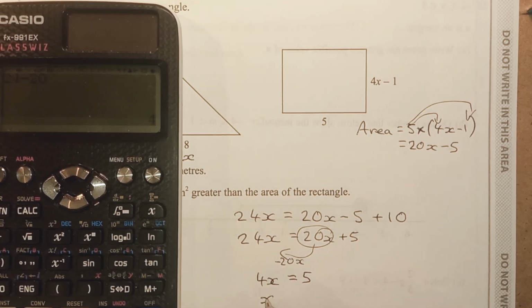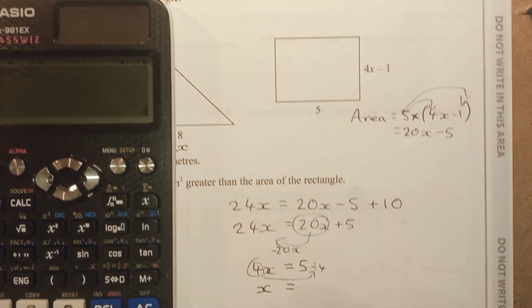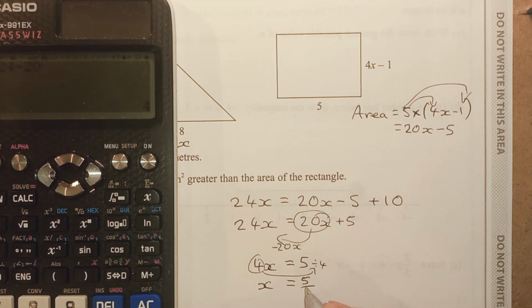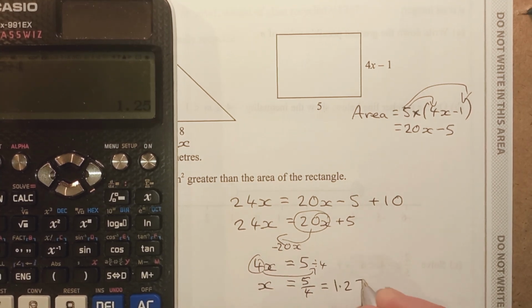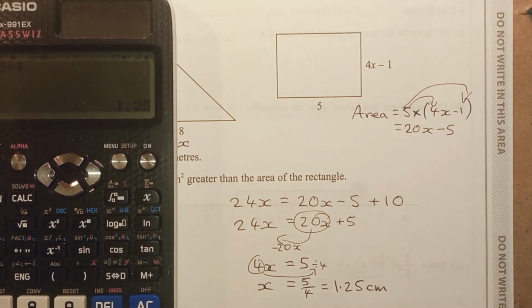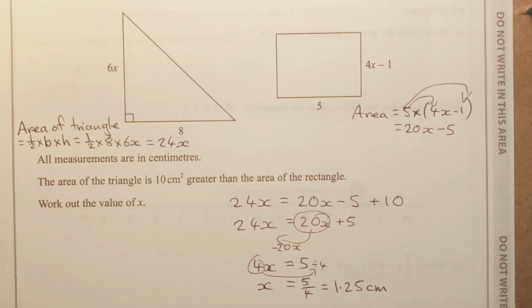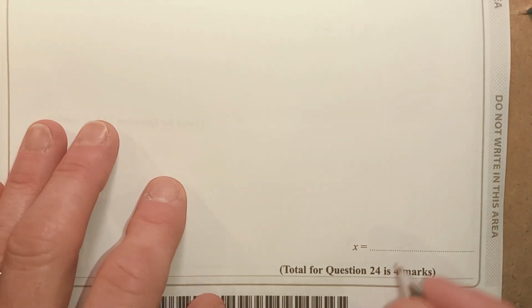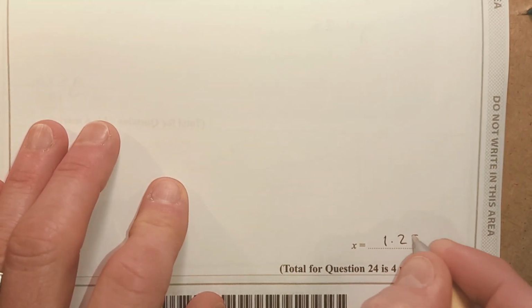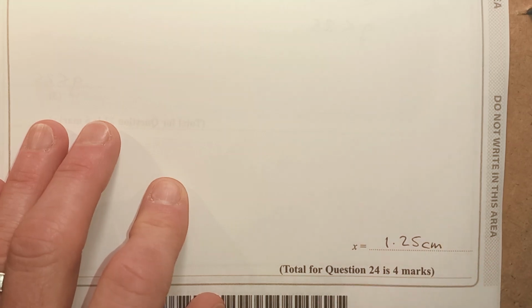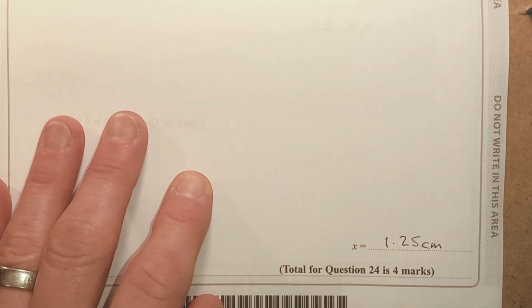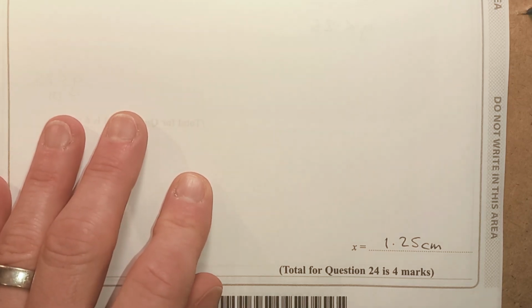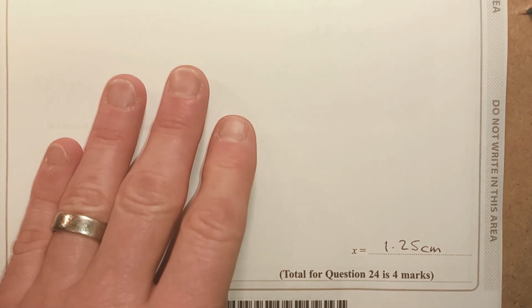So 1x, well, now I'm going to need to get rid of that 4. I'm going to need to divide by the 4. So it's just going to be 5 over 4, or 1.25 centimetres. And that was a 4-mark question. I would put the units in there just to be safe, but they do say all measurements are in centimetres, so you shouldn't lose a mark if you didn't put it, but it's always best to include the units.